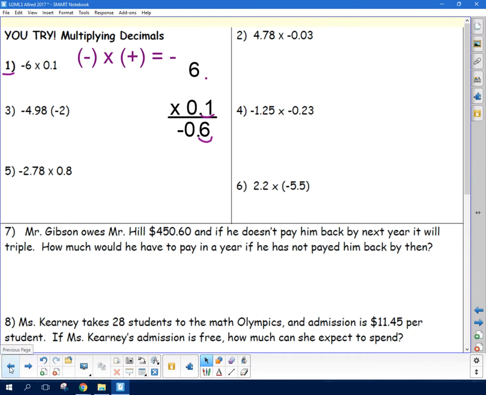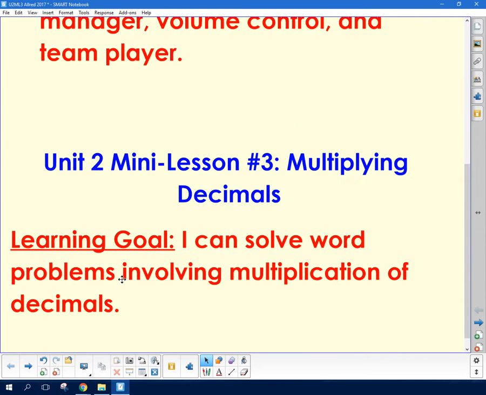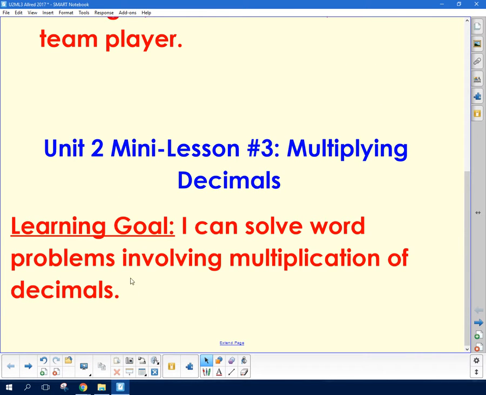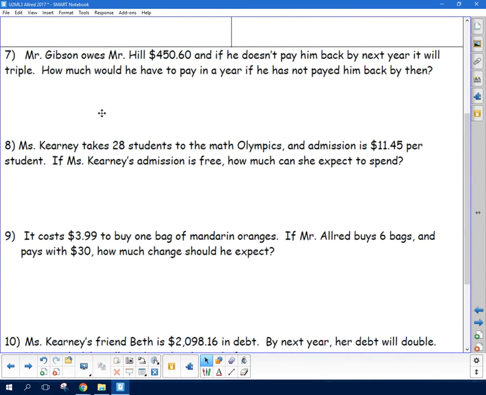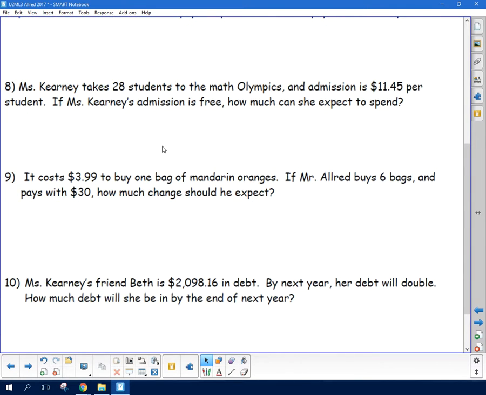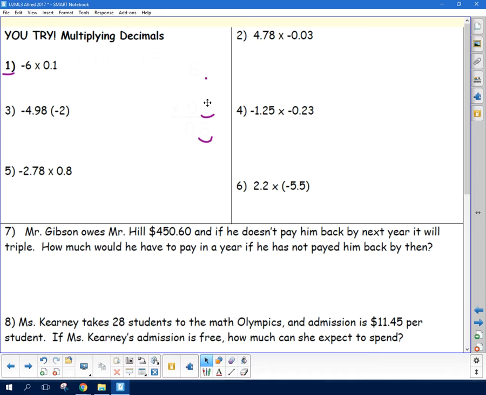But again, I wanted to remind you of your learning goal. Your learning goal for this mini lesson is to solve word problems involving multiplication of decimals. So eventually, we're going to get to a point where we can solve word problems like 7, 8, 9, and 10 there on the back of your mini lesson. Don't worry about that yet, because sometimes you've got to do some of these just regular problems before you work into word problems, okay?